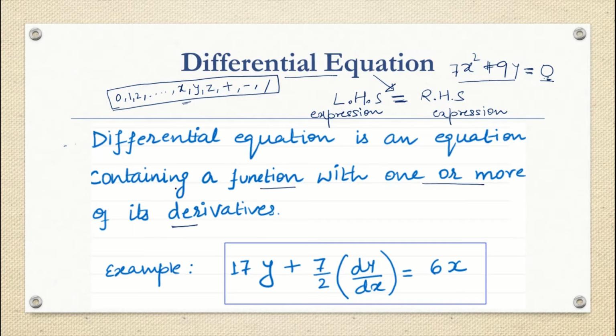Okay, so what does it mean? With the help of this example, we'll understand what is a differential equation. Here it is written 17y plus 7/2 dy by dx equals 6x. Okay, so we can see that the left hand side is again one expression, the right hand side is an expression, but in a differential equation we must have a function with one or more of its derivatives.